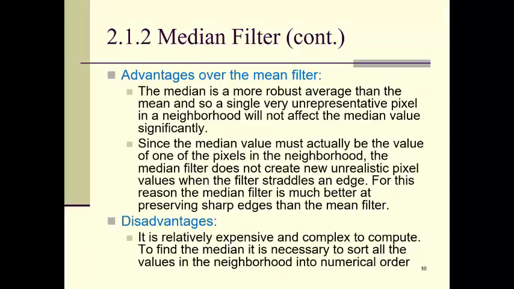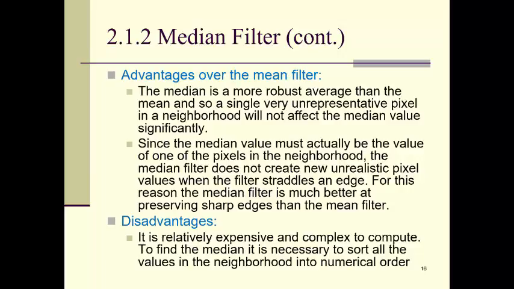So if we look at the previous slide, we list the advantages of the median filter over the mean filter. We say that the median is a more robust average than the mean, so a single, very unrepresentative pixel in a neighborhood will not affect the median value significantly. This unrepresentative value is either very high or very low with respect to its neighborhood. After sorting, it will be considered an outlier value, I will not consider it at all, and it will not appear in the filtered image. Like this I get rid of the outlier values.